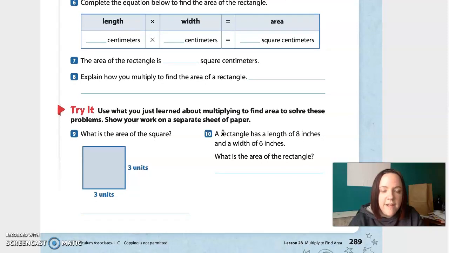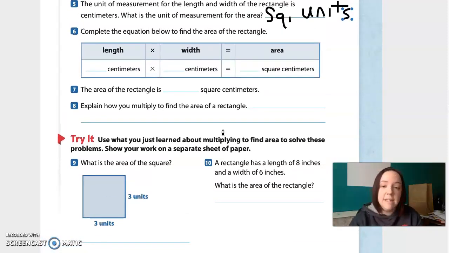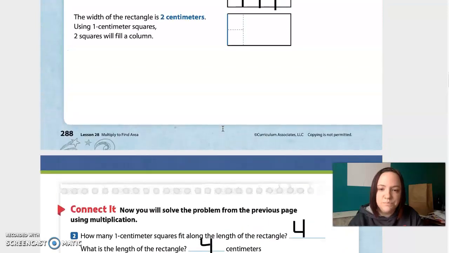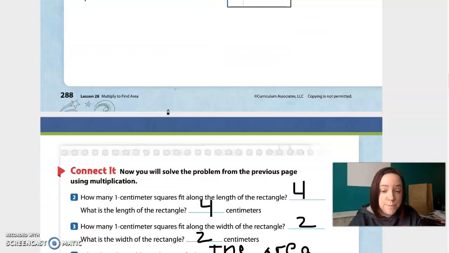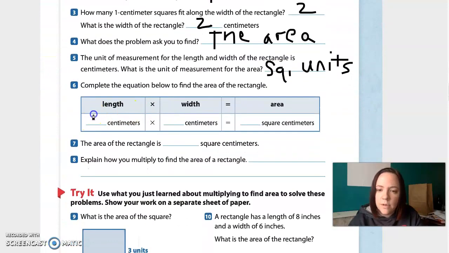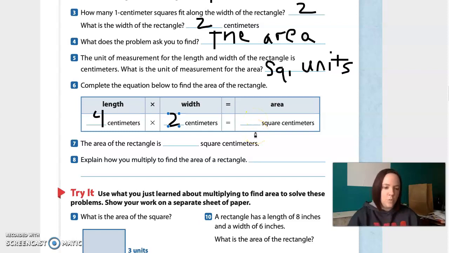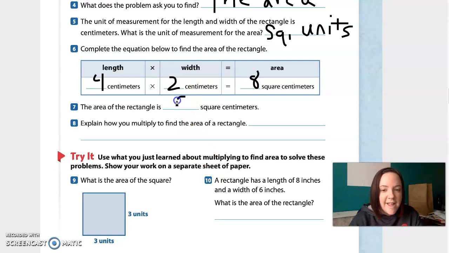Complete the equation below to find the area of the rectangle. Okay, what did we say that the length was of the rectangle? Let's go look. The length is 4. The width is 2. So we know the length is 4. We know the width is 2. So now we need to figure out, how do we find square centimeters? Well, we do 4 times 2 equals 8. Nice job. The area of the rectangle is 8 square centimeters.